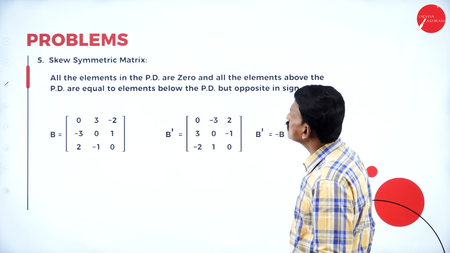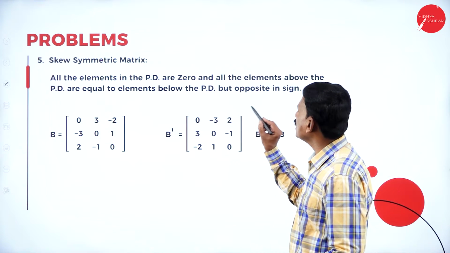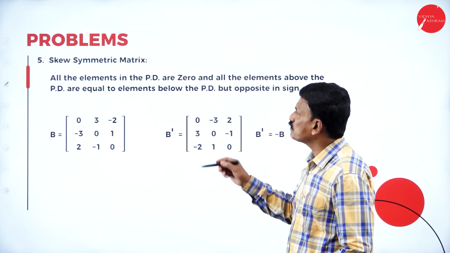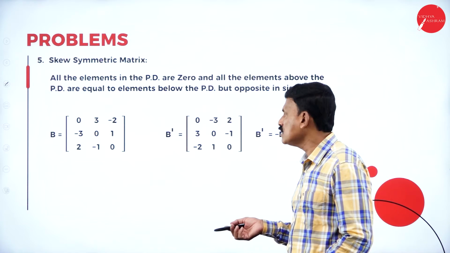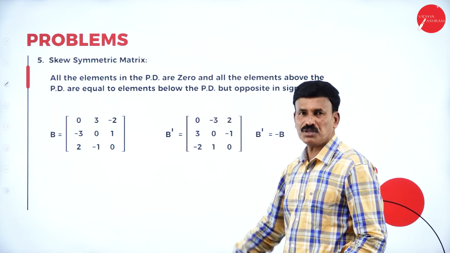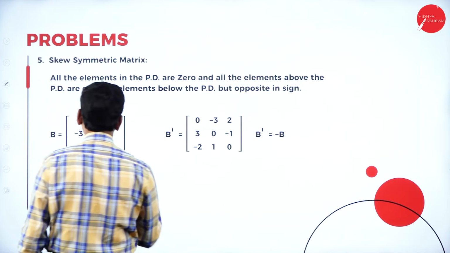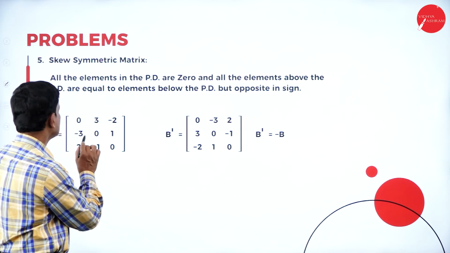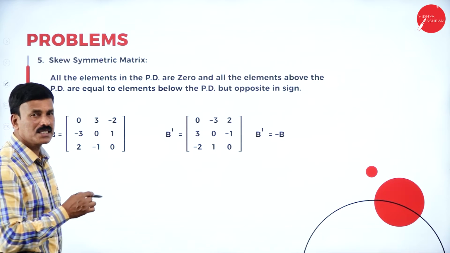Now let us come to the next skew symmetric matrix. So all the principal diagonal elements are zeros, and elements above the principal diagonal must be equal to elements below the principal diagonal. Let us take one more example. So if B is equal to 0, 3, minus 2, minus 3, 0 and 1, and 2, minus 1 and 0.